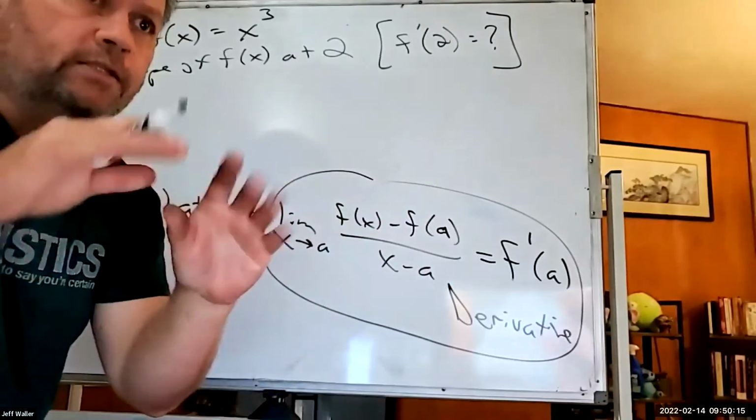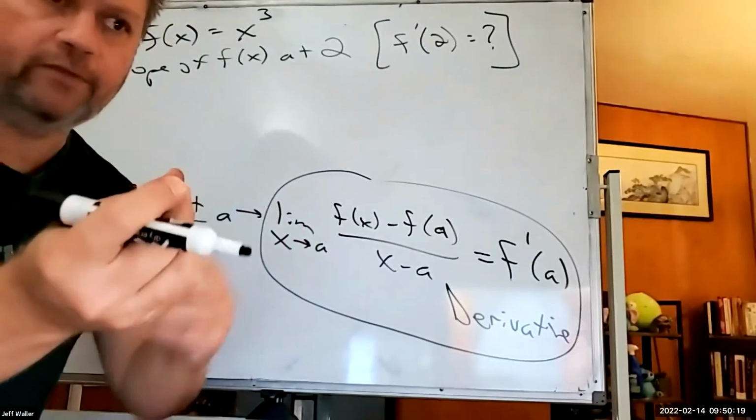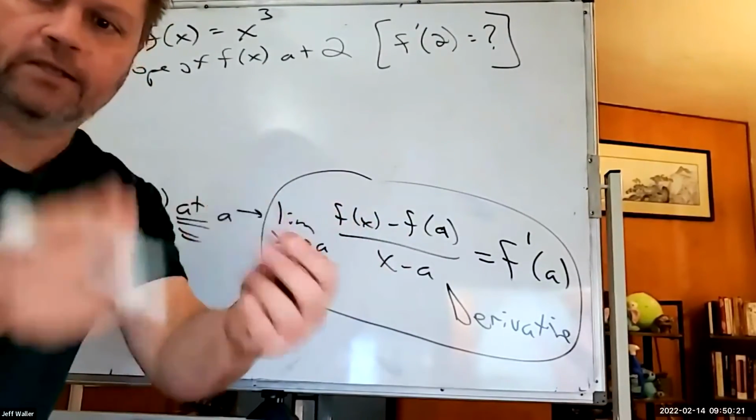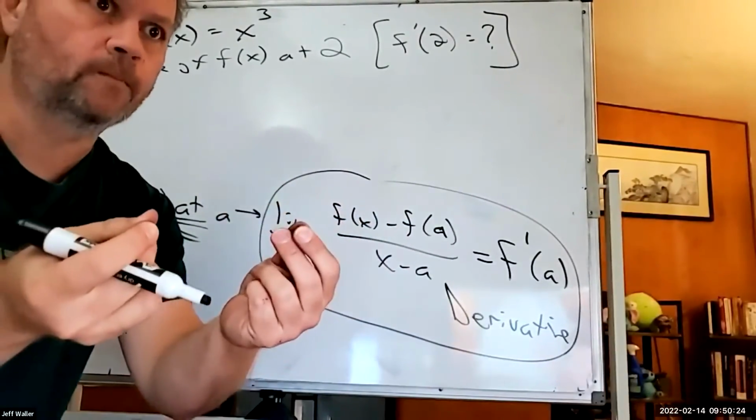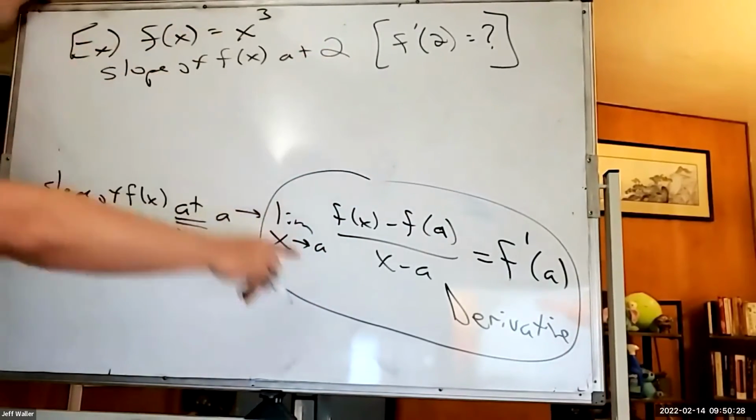So really, in a sense, derivative is a process by which we get the slope at a point. But derivative and slope, derivative and rate of change, they mean the same thing. Okay, I like it. So, what do I do? I do this.